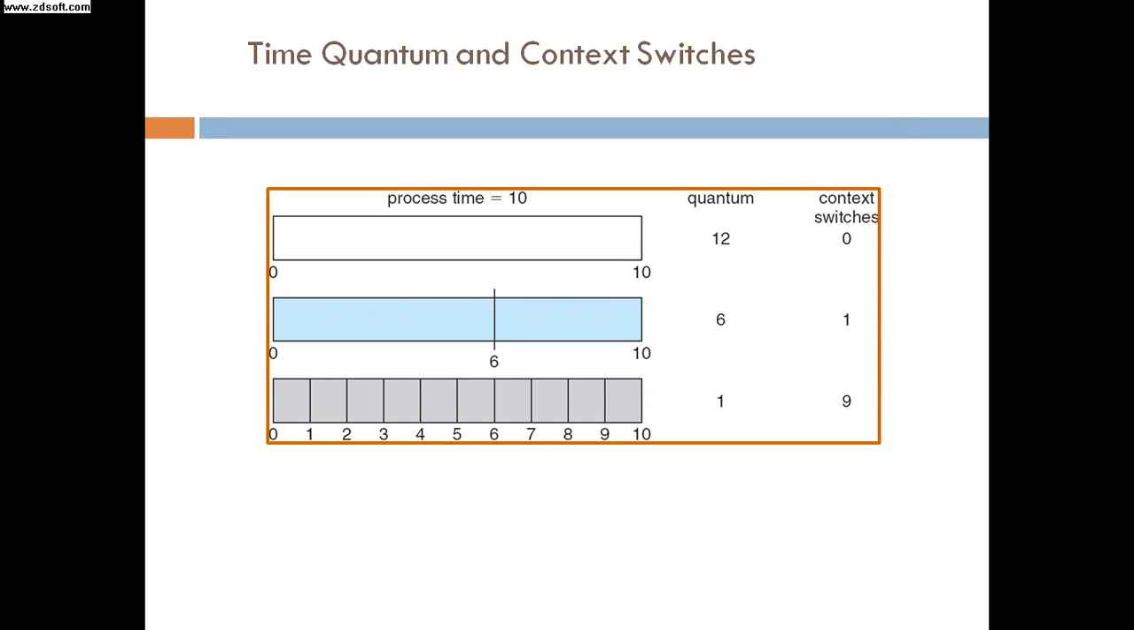The time quantum has a major impact on the performance of the round robin scheduling algorithm. If the time quantum is 12, we will have no context switch for executing this particular process. If it is 6, one context switch will occur. If the time quantum is very low, we will have frequent context switches. So we have to be careful in setting the time quantum, which will enhance the performance of the round robin scheduling algorithm.